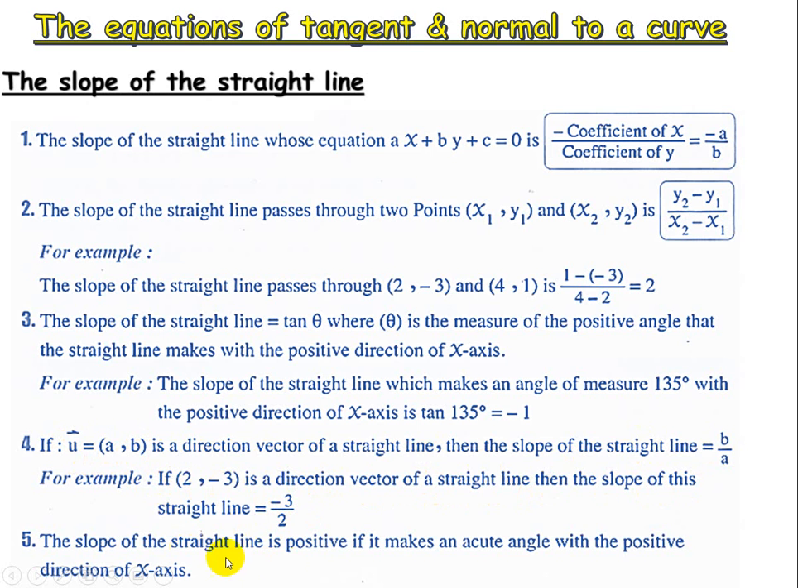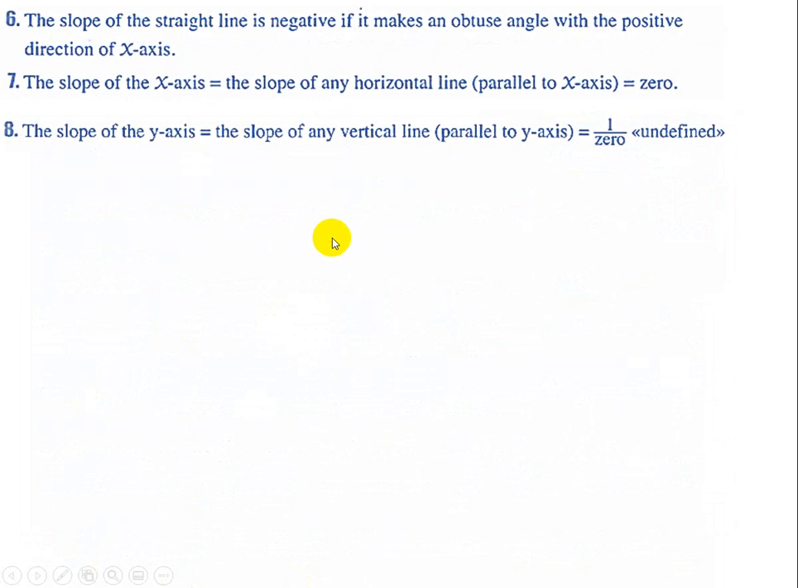The slope of the straight line is positive if it makes an acute angle with the positive direction of the x-axis, and negative if it makes an obtuse angle with the positive direction of the x-axis. The slope of the x-axis equals the slope of any horizontal line, which means parallel to the x-axis, equals 0. The slope of the y-axis equals the slope of any vertical line, which means parallel to the y-axis, equals 1/0, which means undefined.